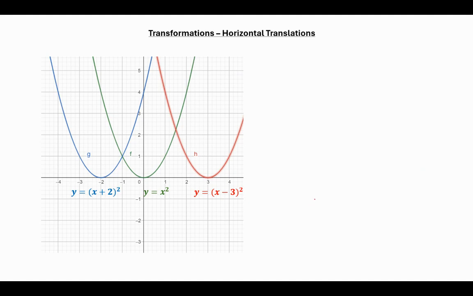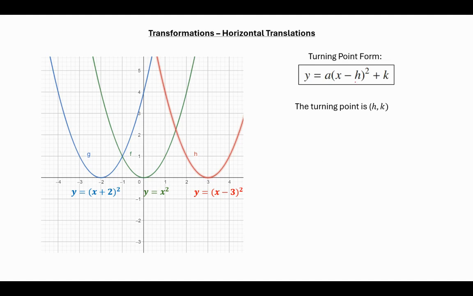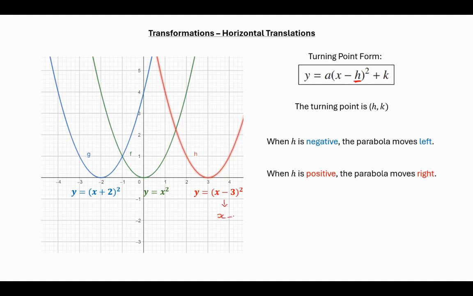For horizontal translations, we're still going to look at the turning point form, but in this case, we're interested in h. Now, for h, it's a little bit trickier, but we'll start by looking at the red one. When h is positive, the parabola moves right. So if this here is x minus h all squared, then the negative is still there. So that means h must be 3 in this case, and so it's shifted 3 units to the right.